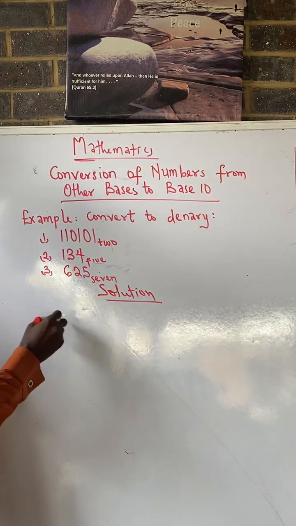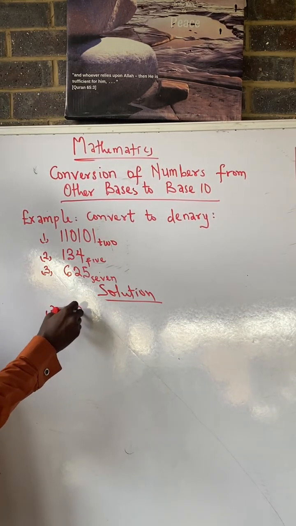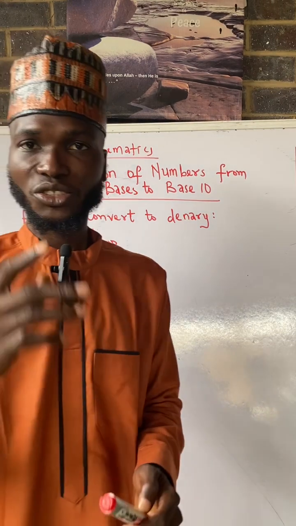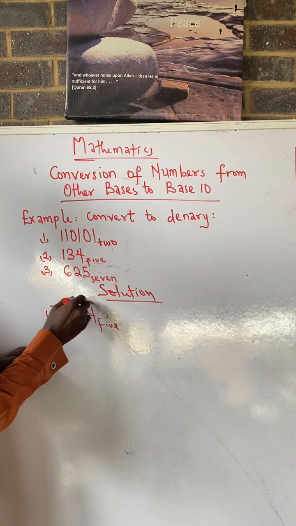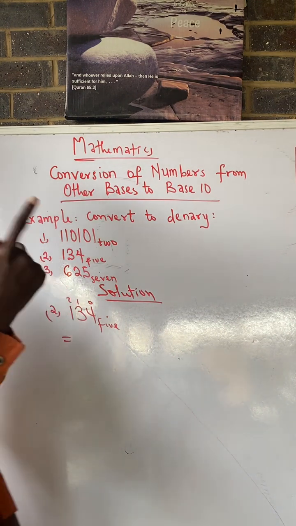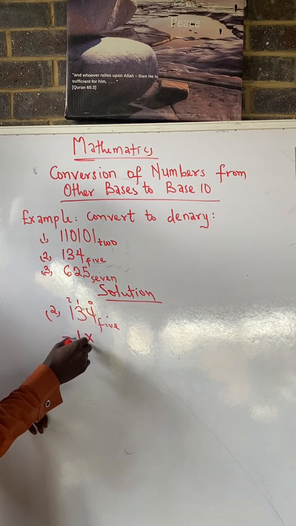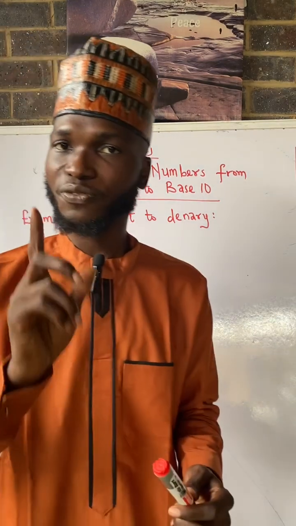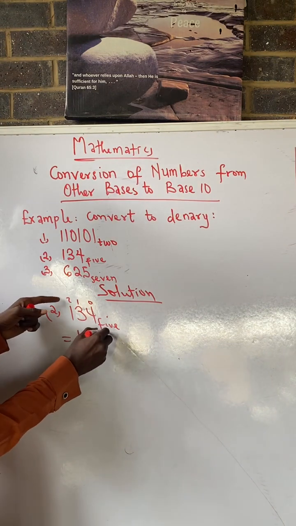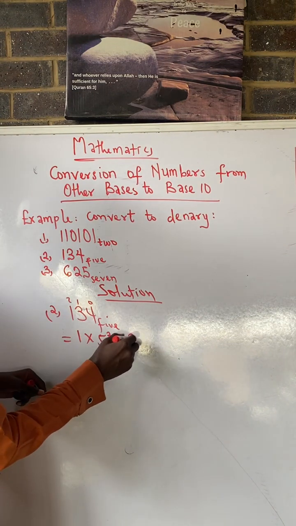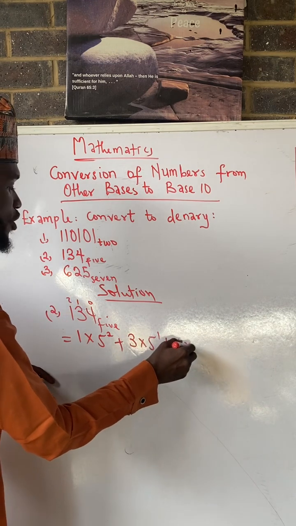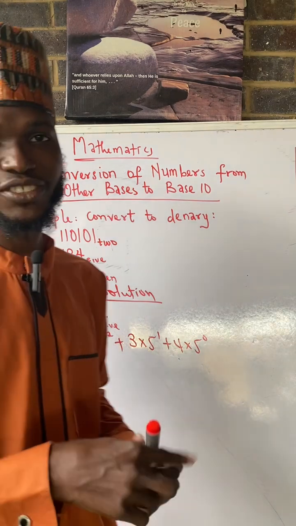Now we have question 2, 134 base 5. Now to do this using the same way, we have to assume that there is 0 on top of this, 1 on top of this, and 2 on top of this. So we pick the first digit. That's 1 times our base. The base is 5 this time around, not 2. So we say 5 raised to the power of 2, plus 3 times 5 raised to the power of 1, plus 4 times 5 raised to the power of 0.